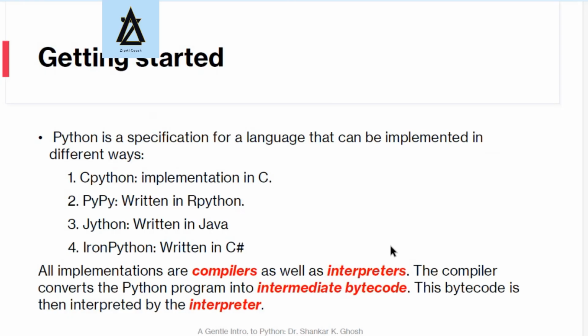Before starting, let me inform you that Python is just a specification for a language, unlike core languages like C and Java. Python has many implementations. Some of them I have listed, like CPython, which is implemented in C, and Jython, which is implemented using Java. All the implementations are both compilers and interpreters. The compiler converts the Python program into intermediate bytecode, and the bytecode is then interpreted by the interpreter itself.